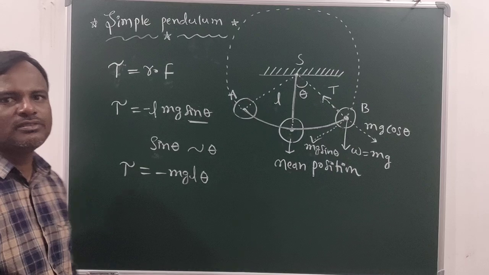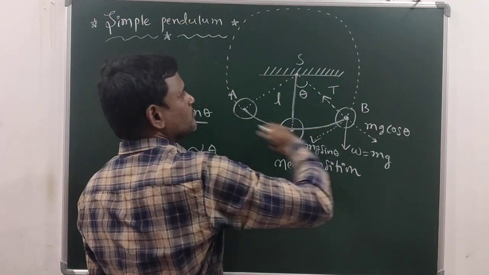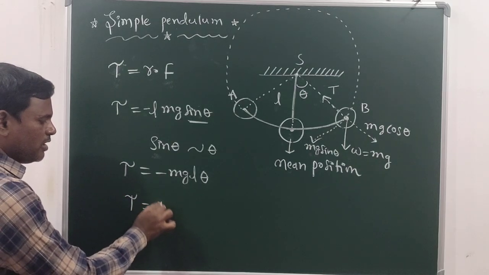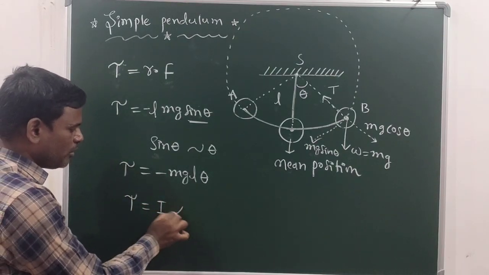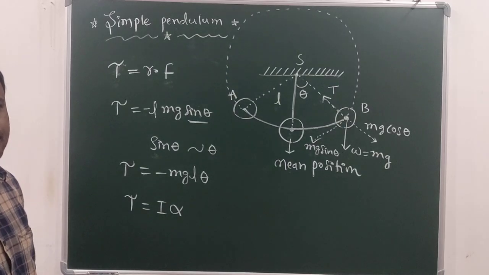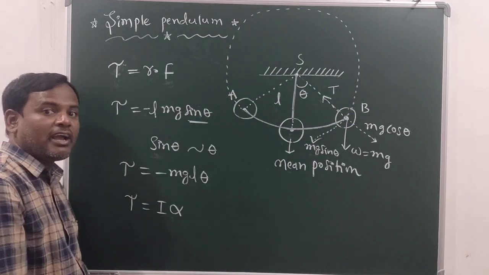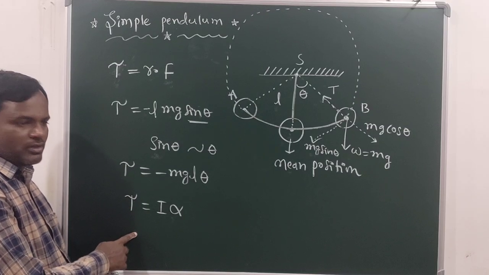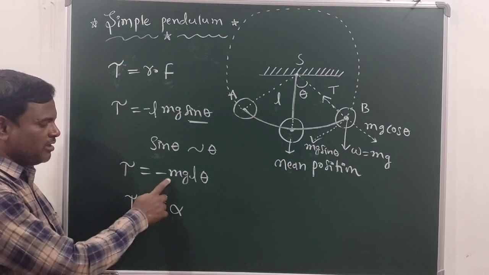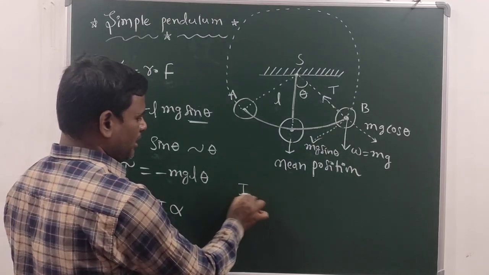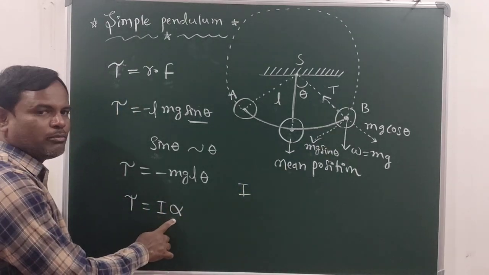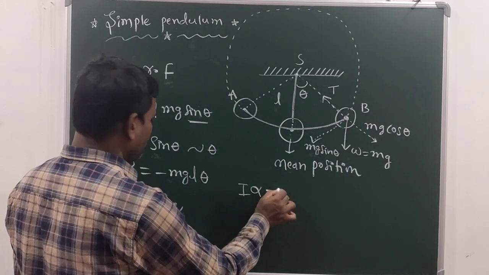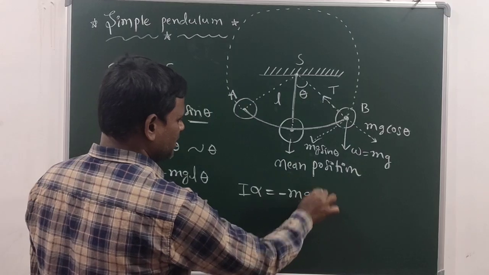But you know, students, in rotatory motion, torque is equal to the product of moment of inertia and angular acceleration. What is alpha here? Angular acceleration. Now the left side quantities are the same, so equate the right side quantities. So I alpha, where I means moment of inertia and alpha means angular acceleration. Now we equate both of them. I alpha is equal to minus mgl theta.